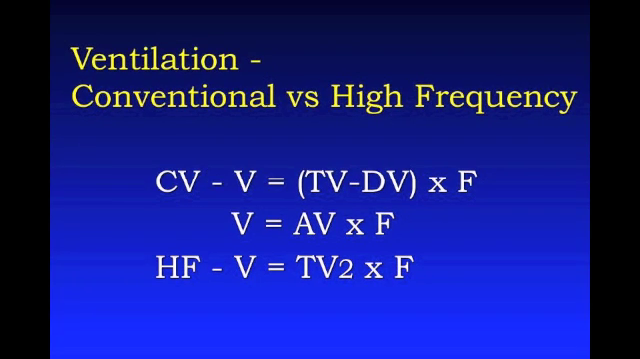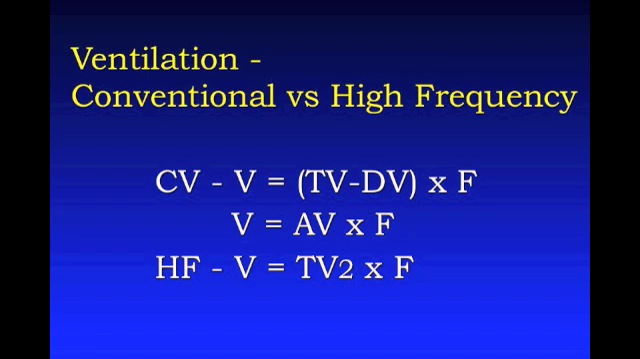From a ventilation standpoint, conventional ventilators are, as you well know, alveolar volume times frequency. High-frequency devices are the tidal volume that's being delivered squared times frequency. So while you use small tidal volumes, what you have to remember is that the small volumes make more to do with ventilation than they do with a conventional ventilator. So if you change volume, you have a much greater impact on ventilation than you do with a conventional ventilator.